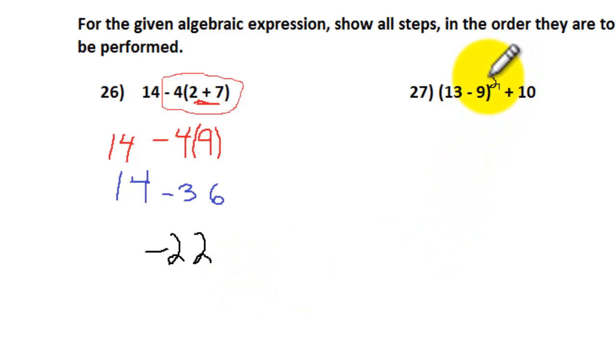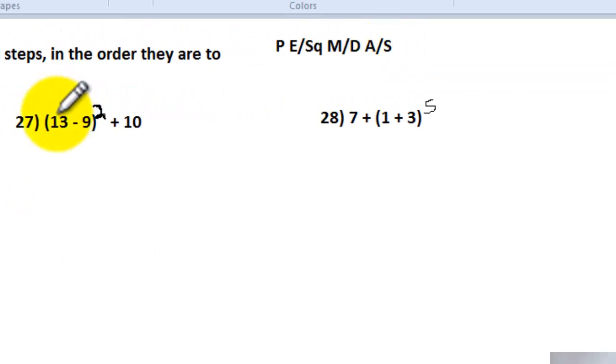And on this one, it's got this square here. It's not very visible, but there is a 2 here. So again, we follow PEMDAS. We're going to work what's inside the parentheses first. So 13 minus 9 is 4. But the parentheses stay there because we still have to square it. And this 10 is still there. I made one change, so I indicated the change inside the parentheses, and then I wrote the rest out.